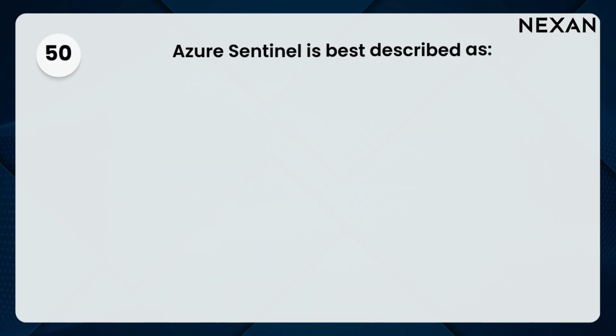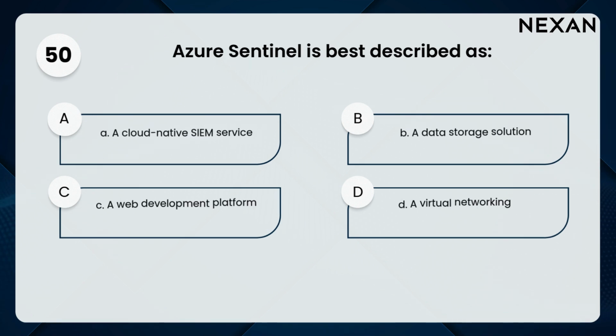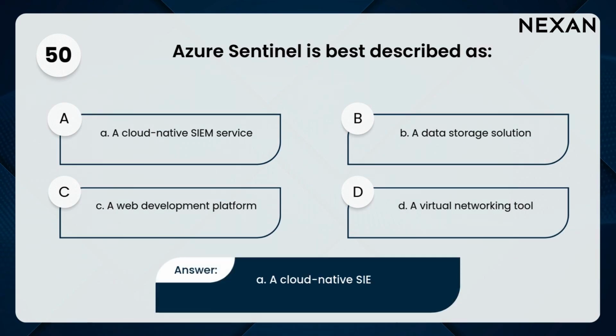50. What does Azure Monitor offer? A. Web hosting services, B. A comprehensive solution for collecting, analyzing, and acting on telemetry, C. Data encryption tools, D. Virtual networking solutions. Answer: B. A comprehensive solution for collecting, analyzing, and acting on telemetry.